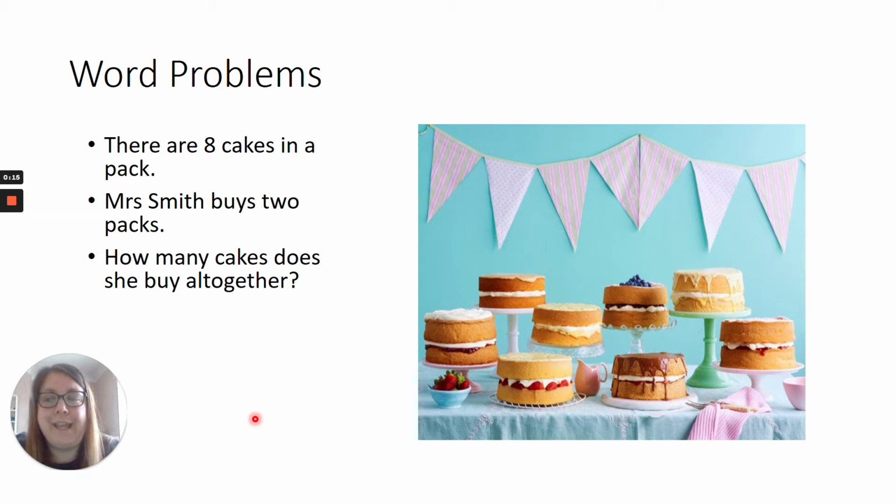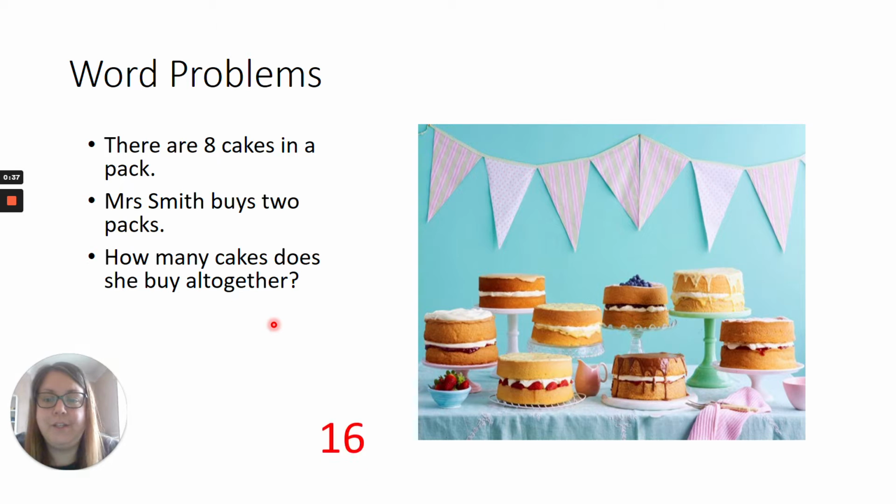So there are 8 cakes in a pack. Mrs. Smith buys 2 packs. How many cakes does she buy altogether? So we know that there are 8 cakes in a pack, and she's going to buy 2 packs. So we know it's 2 times 8, don't we? So how many cakes does she buy altogether? Pause the video and work it out.